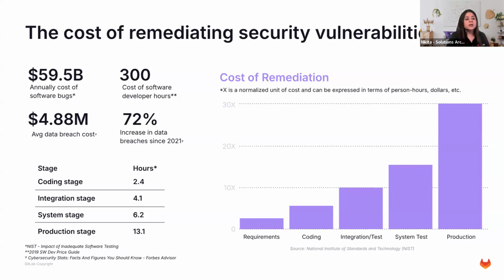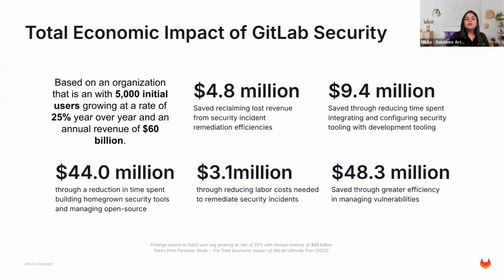Hence, we would want to have security not just as a separate component, but throughout our software development lifecycle. Another thing that I would want to highlight is, in an effort to quantify the impact of GitLab's inbuilt security, Forrester aggregated the interview experiences and combined the results into a single composite organization, which is a hypothetical organization with 5,000 initial users, growing at a rate of 25% year over year, and an annual revenue of 60 billion.